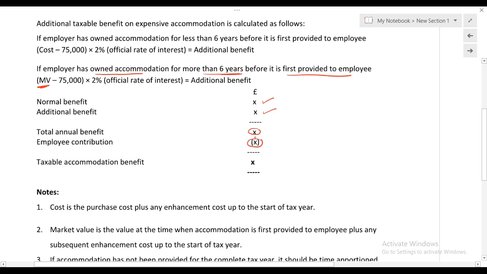For example, due to having this accommodation, the employee is paying, let's say, £50 per month to the employer. Due to living in that accommodation, the employee is paying to the employer, then this payment will reduce the accommodation benefit. Repeat. If the employee is making payment to the employer due to living in that accommodation, then that payment will reduce his taxable benefit.